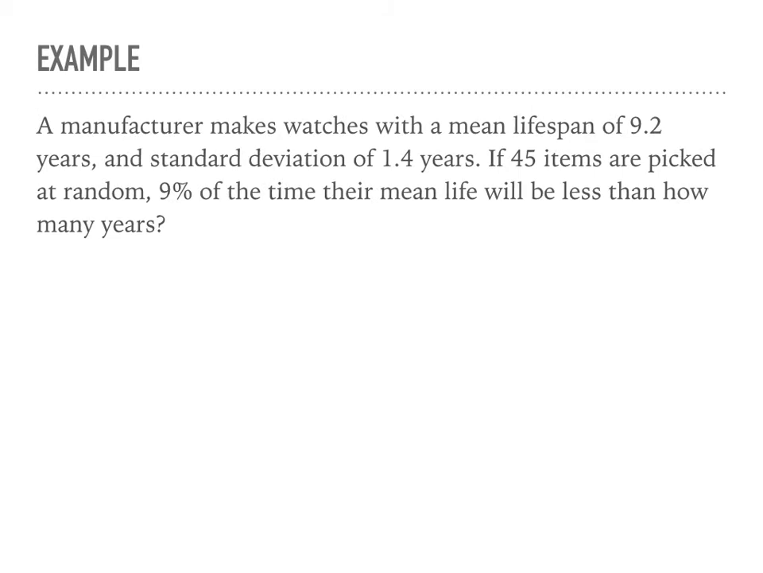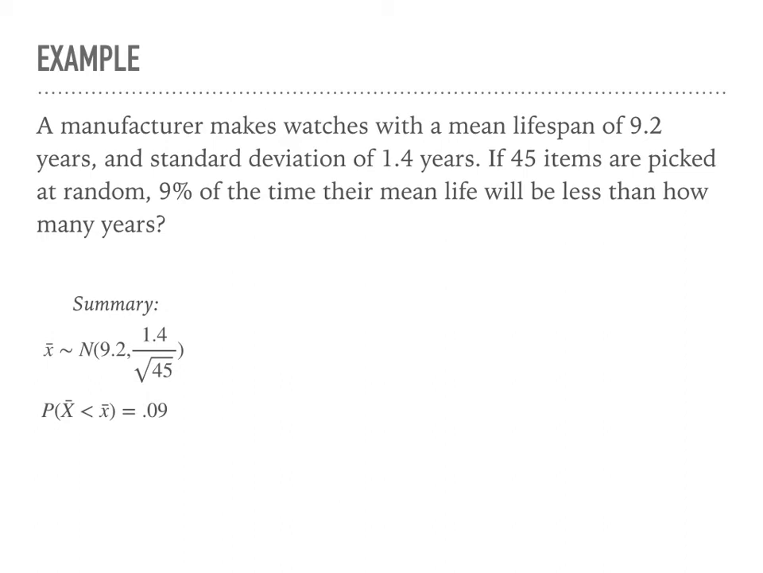Let's look at another example together. We have a manufacturer that makes watches with a mean lifespan of 9.2 years and standard deviation of 1.4 years. If 45 items are picked at random, 9% of the time, their mean life will be less than how many years?